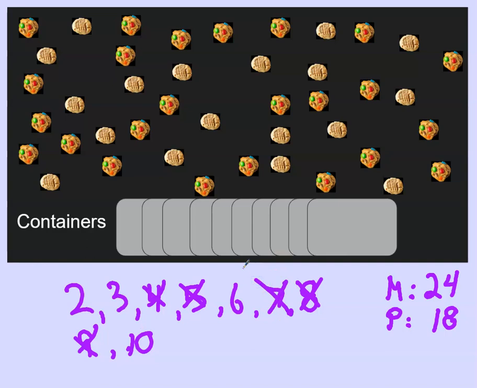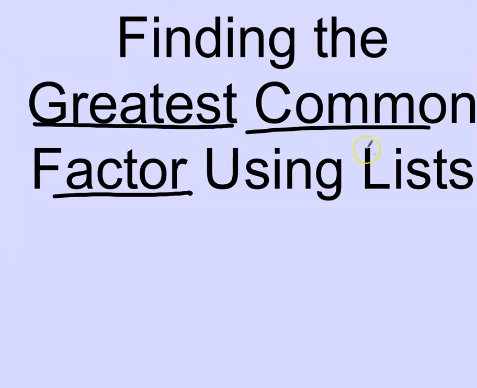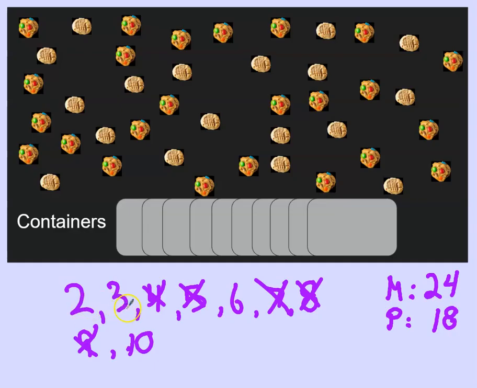So what we're doing is trying to figure out what numbers of containers you could use, and what we're going to be trying to figure out is the biggest number of containers you could use. Okay, and that is essentially finding the greatest common factor. Each of these numbers down here that didn't get crossed out is called a common factor. It fits into both the monster cookies and peanut butter cookies. So what we're going to do is look at various numbers of cookies and see, could you split them up into containers, and if so, what's the biggest number of containers you could use?